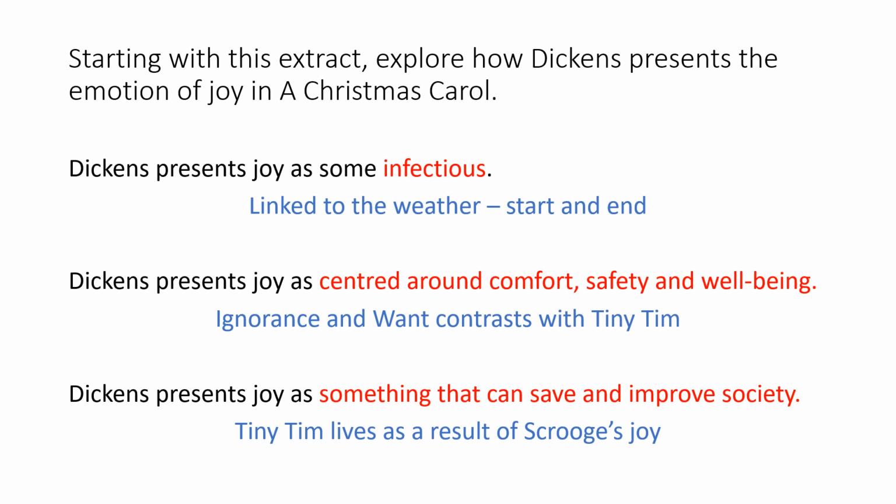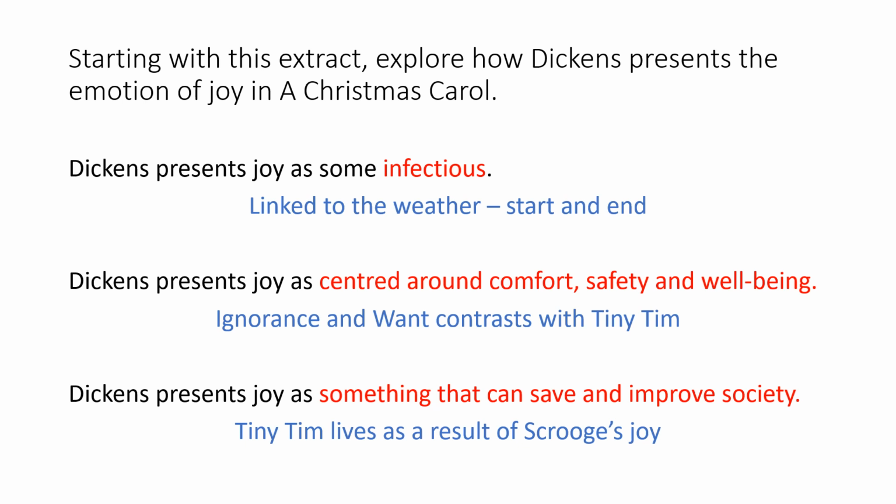Then we can kind of look at how joy, being happy, is centered around comfort. Now, look at Ignorance and Want. Okay, poor, they're neglected, they haven't got things. Okay, they need stuff to make them happy, and they are miserable. They almost look like they're animals because they're not happy. Look at Tiny Tim. Tiny Tim, God bless us everyone, is really, really happy because he's got comfort, safety, and a family looks after him. So what we can see is actually in the story, Ignorance and Want and Tiny Tim show us those two ideas. And then we can even look a bit further at how joy is something that can improve society.